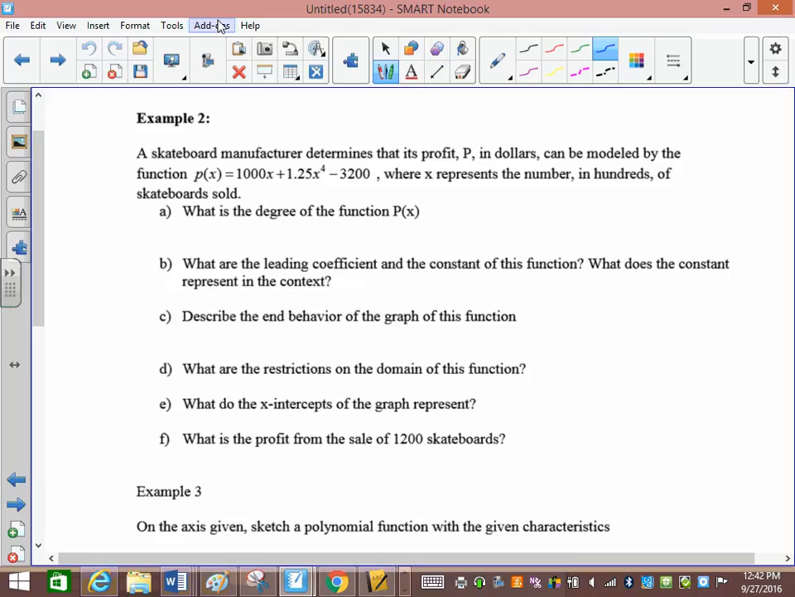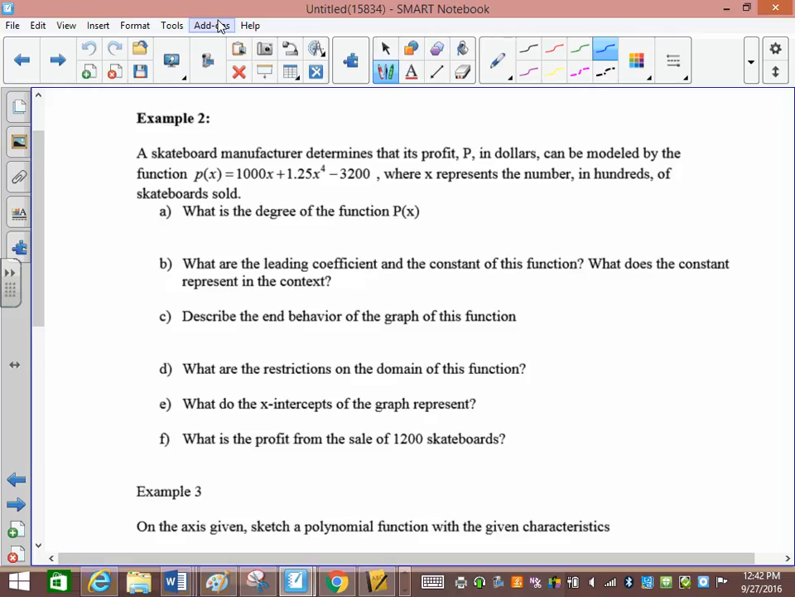y can be modeled by this function, where x represents the number in hundreds of skateboards sold. So this one's just shown to you because the main range of polynomials, people just think, oh, if it's a degree 1 or degree 2 or degree 5, it's always x ER, y ER. But I said, but sometimes not for word problems, right? So we can think about this. In the context, sometimes your domain and range isn't just what the function has.